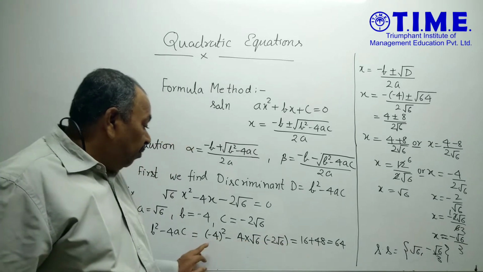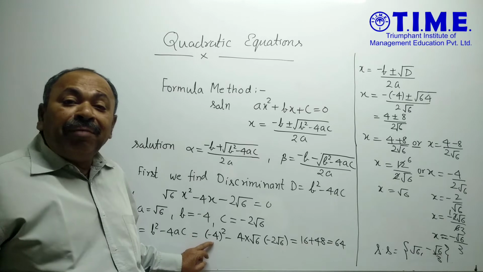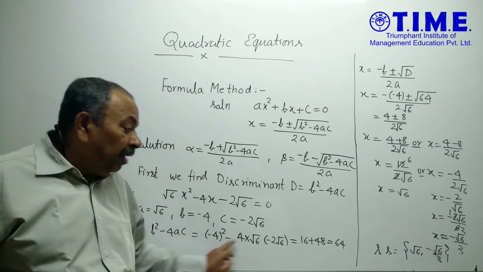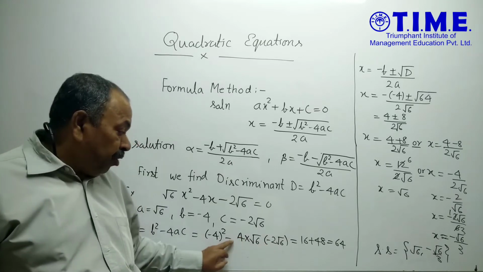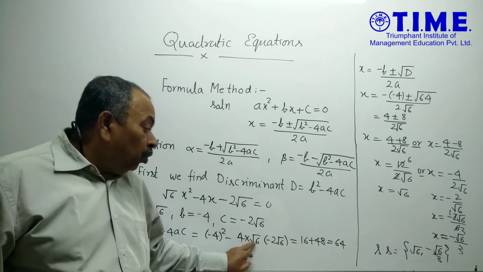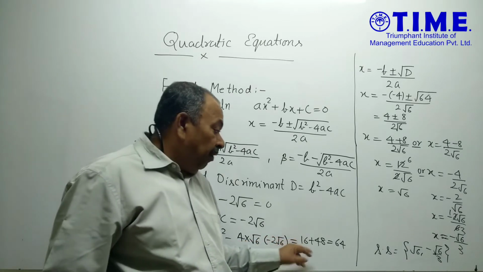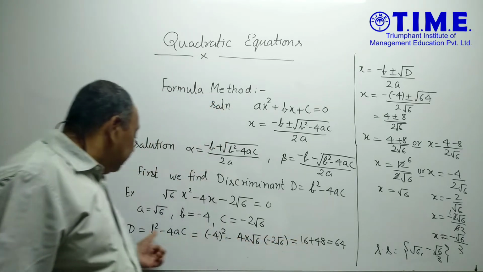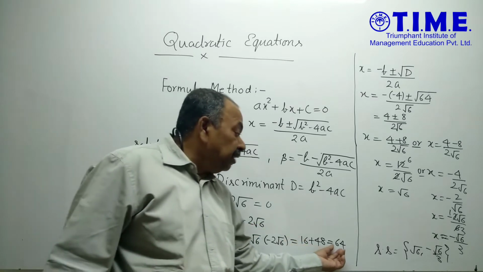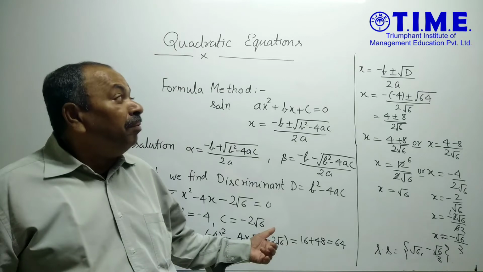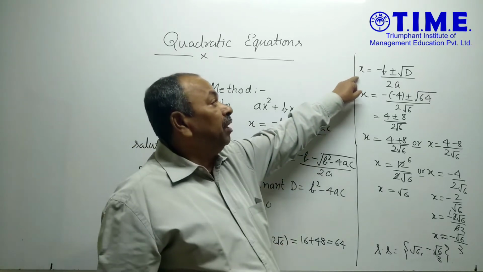If we simplify, what will we get? The square of a negative number is also positive, so 16. Why are we getting a plus sign? Because the product of negative and negative is positive. And root 6 into root 6 is 6. So 8 into 6 is 48. So the value of the discriminant we are getting is 64. A very important thing is that this discriminant is a perfect square number.